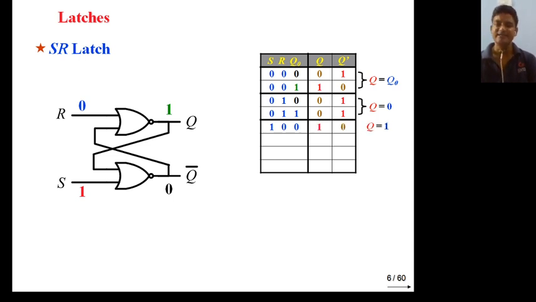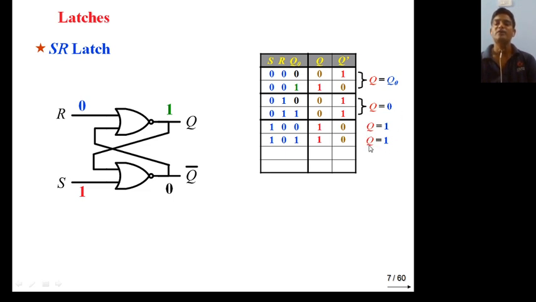Similarly for the next case, apply the shortcut method. Now S equal to 1, R equal to 0. This value will be 1. In both cases, if q0 equal to 0, again the value is 1. If it is 1, again the value is 1. So from these two we can conclude the next state q is always equal to 1. This condition is called set flip flop. This condition is called set.